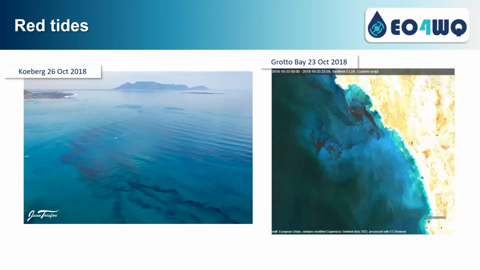There's also often some very dark and absorbing blooms along the coast, which sometimes, if you look at the aerial photograph, might even look like an oil slick. But because of the spectral information from the satellites, we can actually tell that it is in fact a red tide.